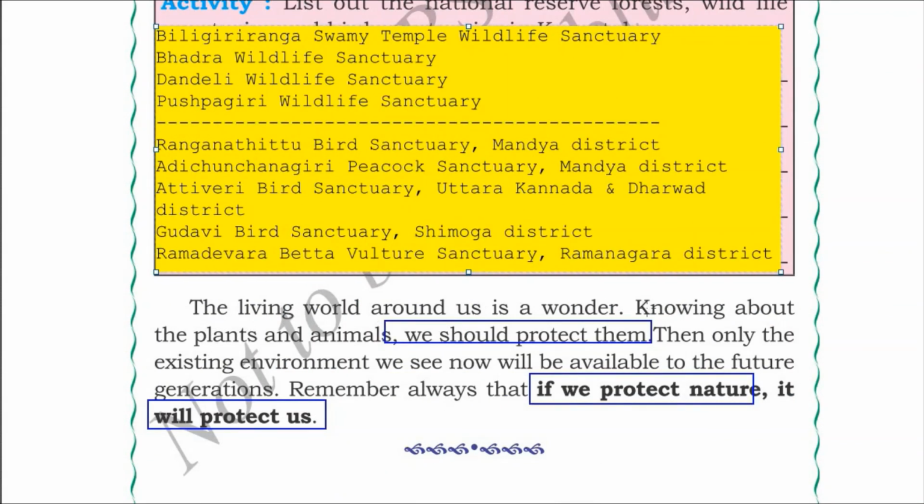The living world around us is a wonder. Knowing about the plants and animals, we should protect them. Then only the existing environment we see now will be available to the future generations. Remember always that if we protect nature, it will protect us.